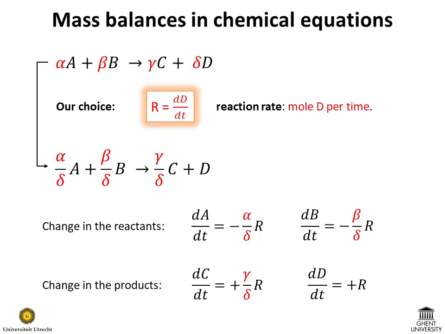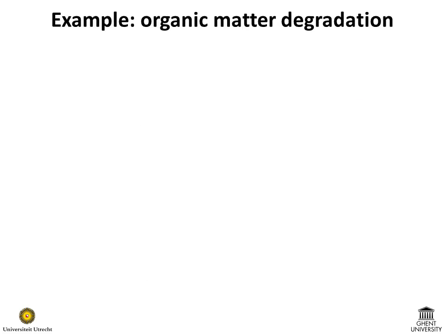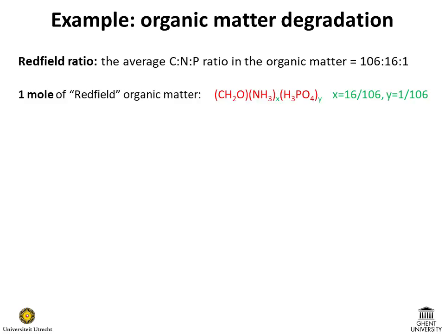Note the minus sign for the reactants, indicating that they are removed from the system, and the plus sign for the products, indicating that they are added to the system if the reaction proceeds from left to right as indicated. To illustrate this on an example, let's consider a chemical reaction describing organic matter mineralization through aerobic respiration.